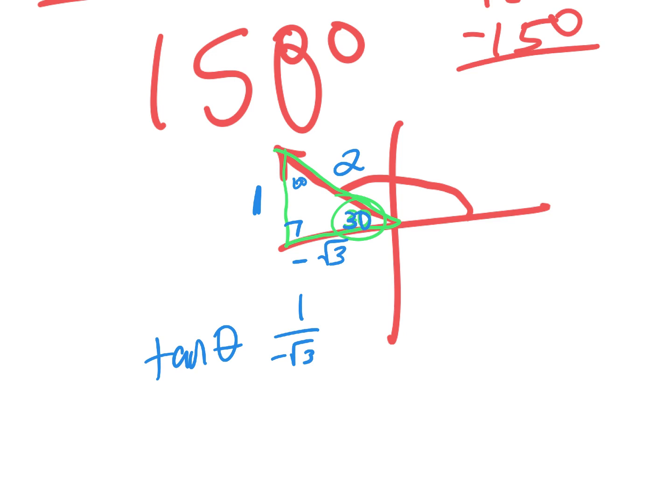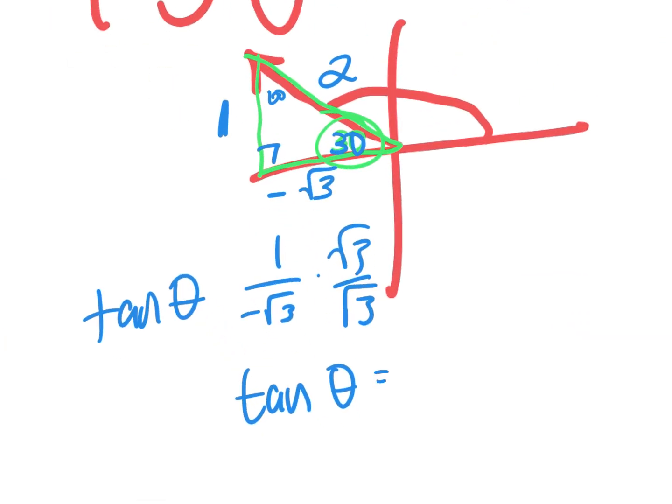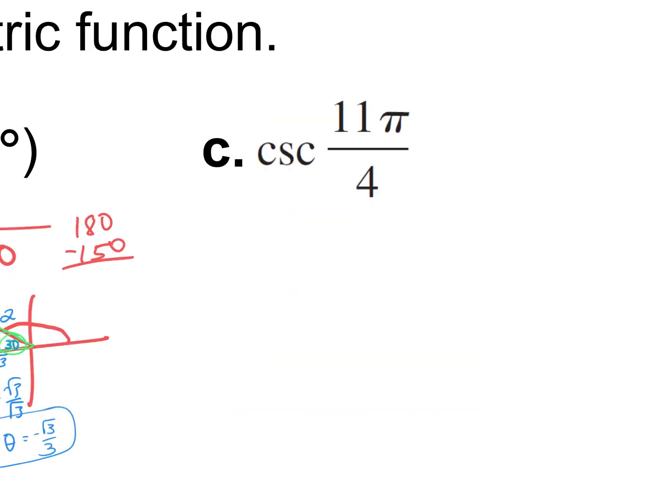Can I have that? No. So I'm going to rationalize. So the tangent of -210 degrees is -√3 over 3. You guys see that? Okay, you just got to draw it. We'll do one more. Lots going on. We got to think a lot.